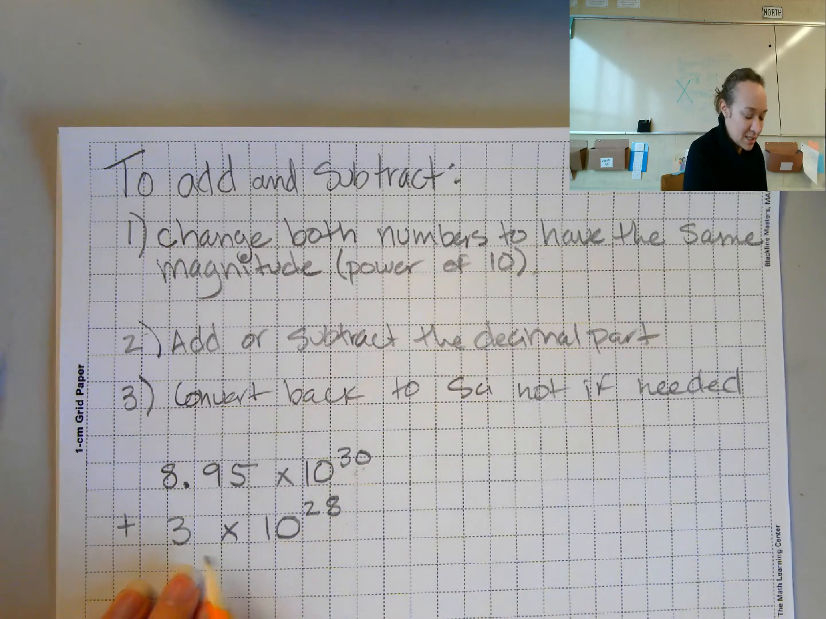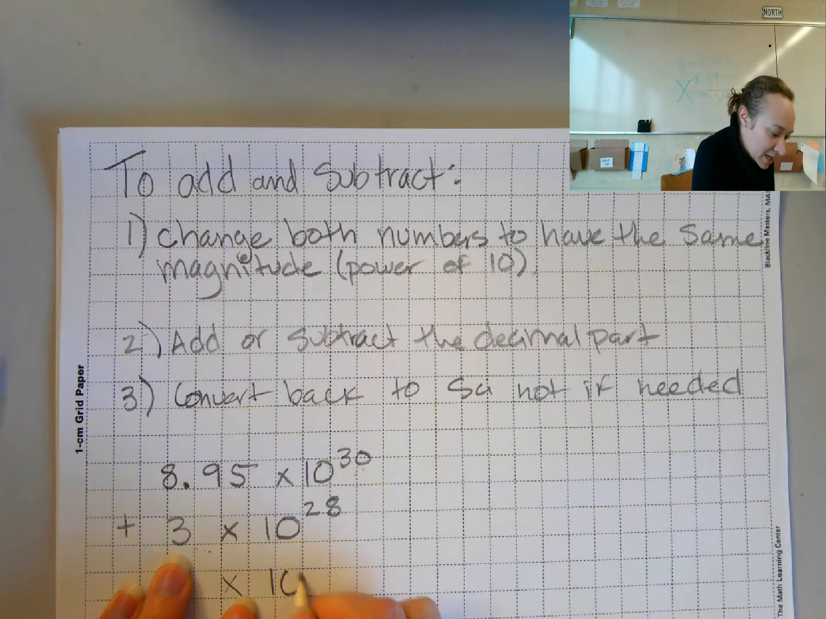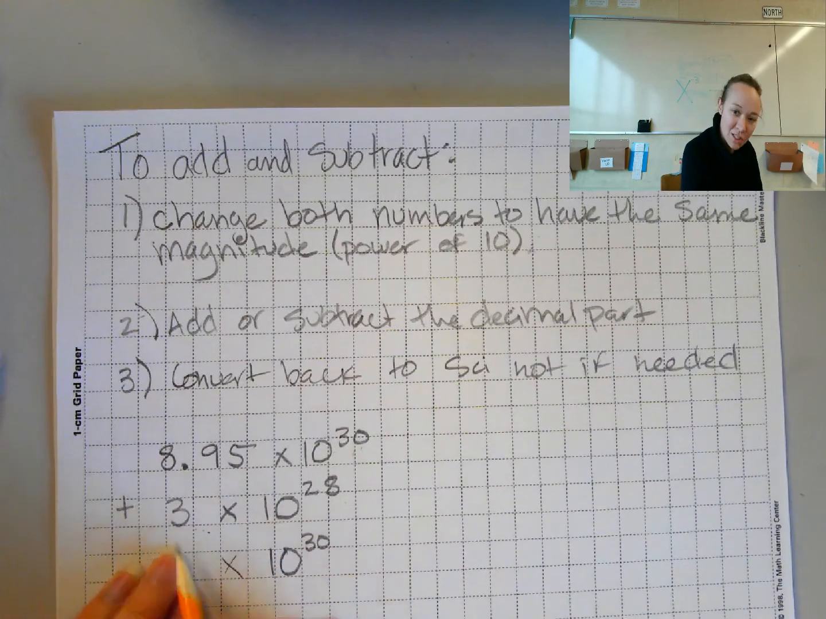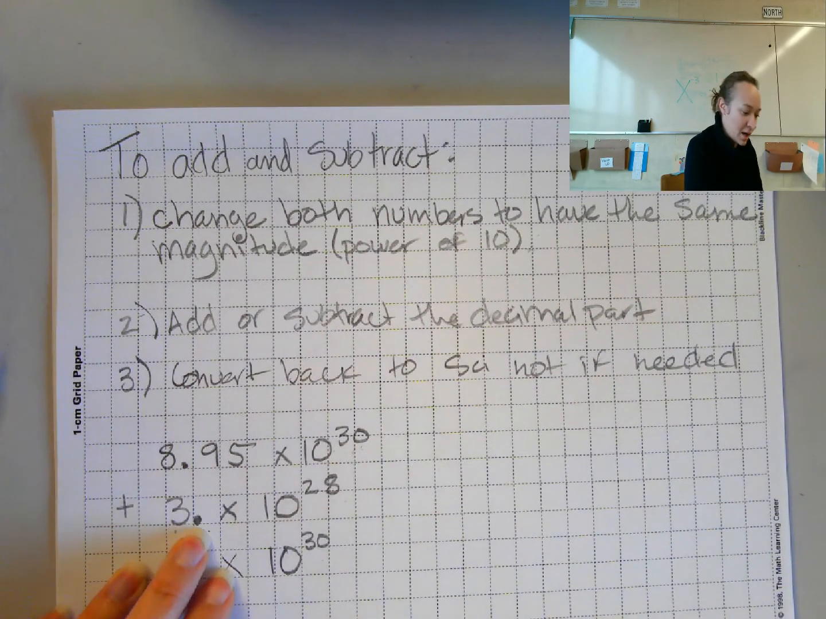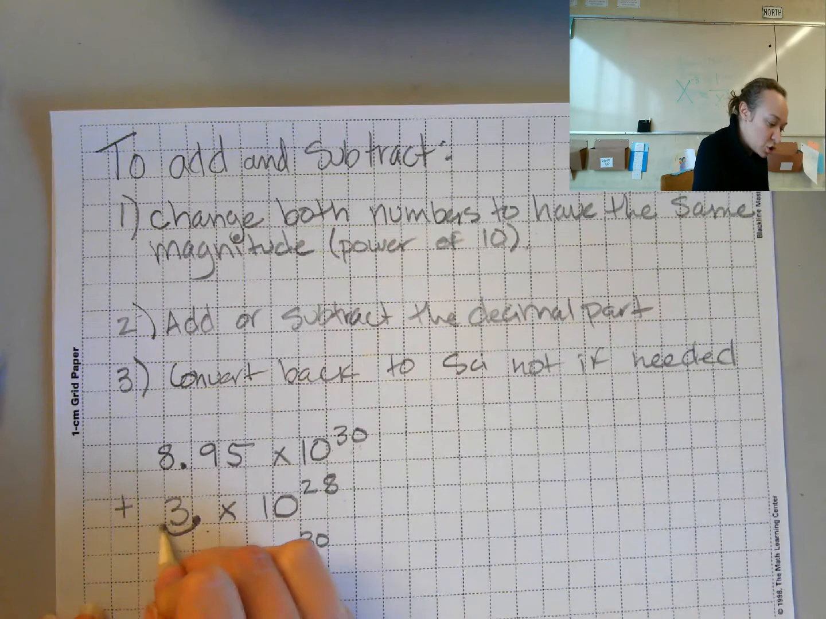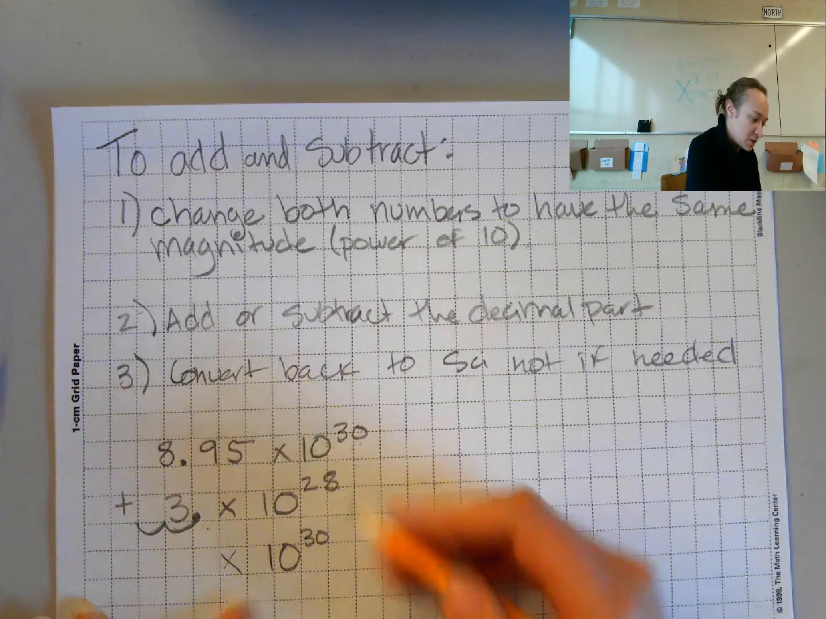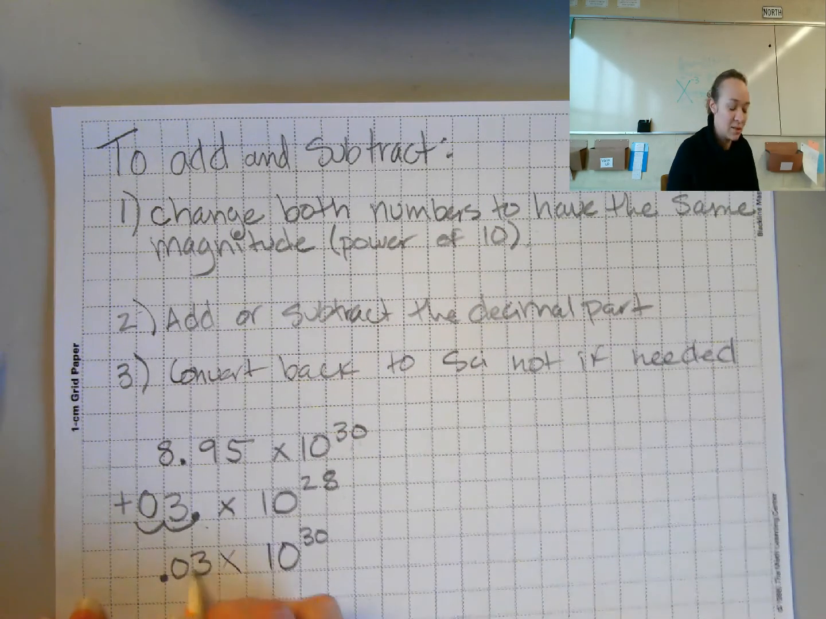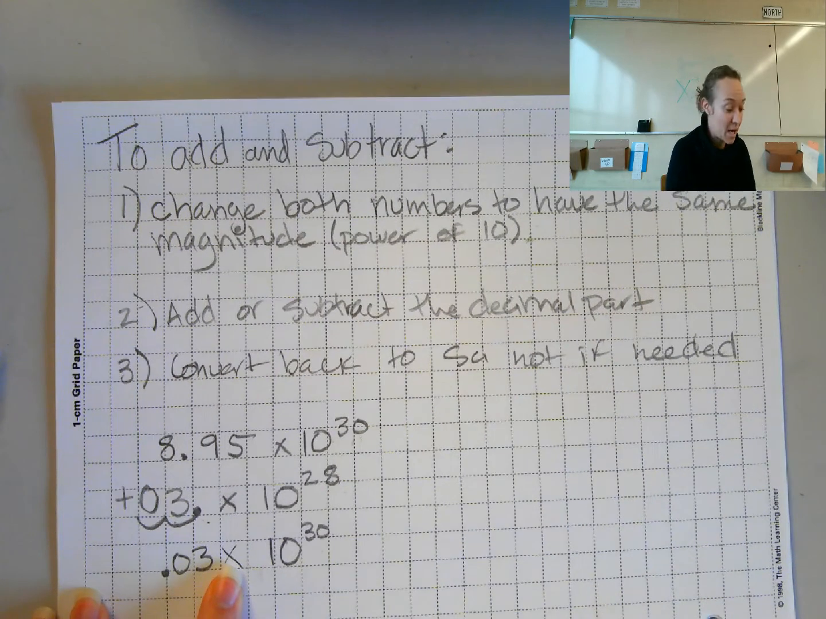So that means that this number needs to change. I need to rewrite it so that it's something times 10 to the power of 30. And if I'm making this number bigger, then I have to make this one smaller. So instead of having the decimal be right there, I have to move it over 2 spots, because from 28 to 30 is 2 spots away. So that means that this number is 0.03 times 10 to the 30th. No longer scientific notation, right? But it means we can add them.